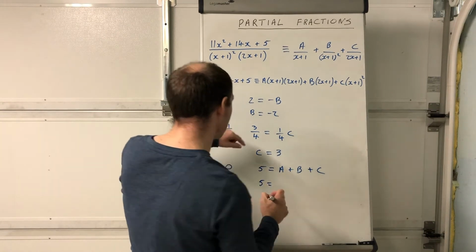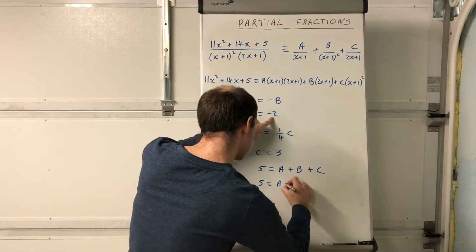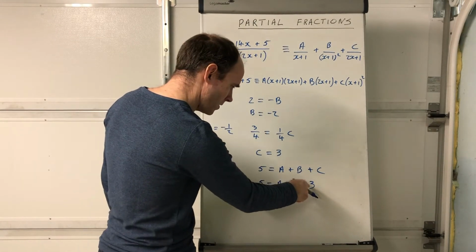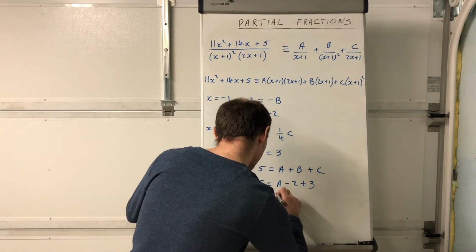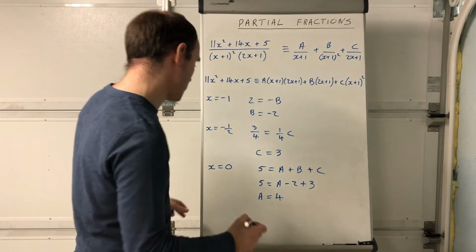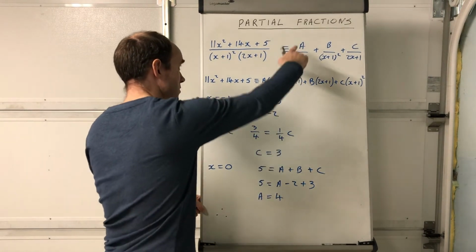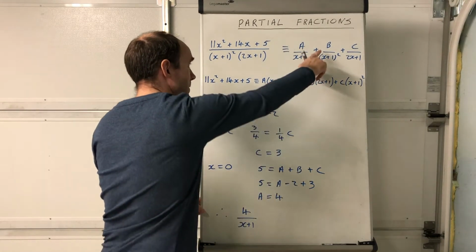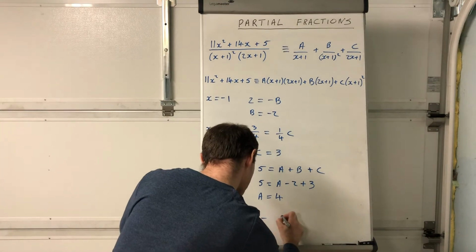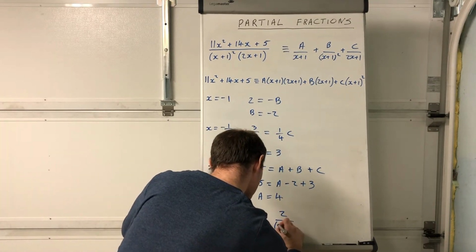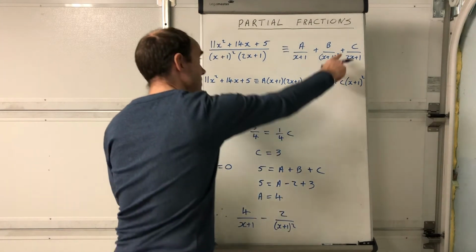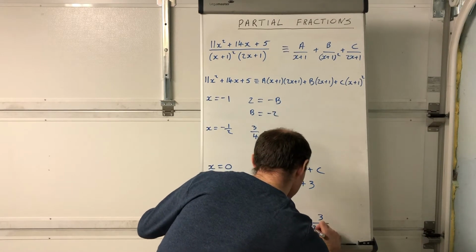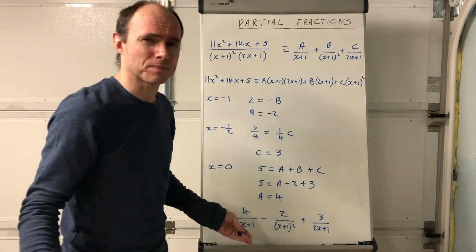In other words, 5 is equal to a, we don't know, b is -2, c is 3. Okay, so 3 subtract 2 is 1, put it over to that side, so a is equal to 4. And then we're done. Let's just write down the final answer. So the partial fractions will be a over x plus 1, so 4 over x plus 1, and then b over that, so b is -2, so subtract 2 over x plus 1 squared, and then c over 2x plus 1, so plus 3 over 2x plus 1. Okay, there we go. Job done.